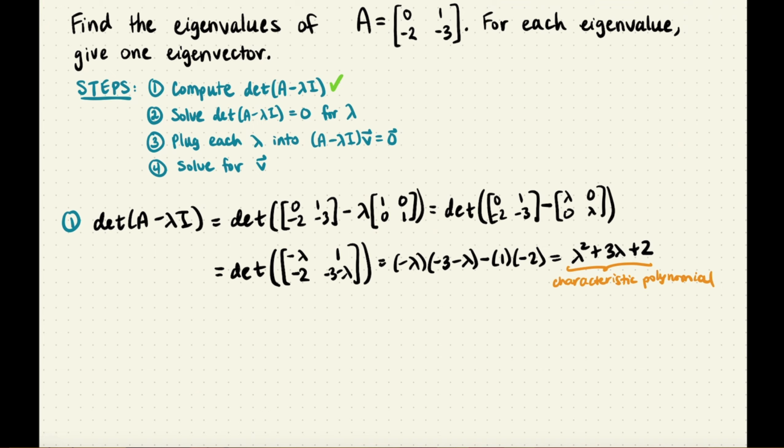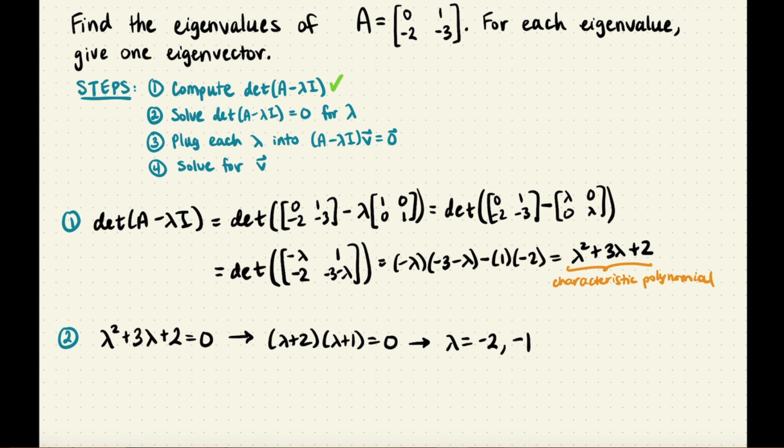We're going to set this characteristic polynomial equal to 0 and solve for lambda. So lambda squared plus 3 lambda plus 2 equals 0. I'm going to go ahead and factor that, so that's going to give me lambda plus 2 times lambda plus 1 equals 0. And the values of lambda that make this true are lambda equals -2 and lambda equals -1. So I'm going to go ahead and highlight this really quickly. These are our eigenvalues. Okay, so we just did step 2. All right, we found our eigenvalues.